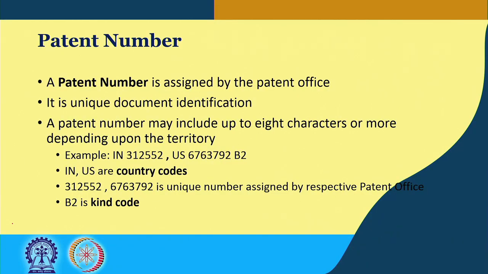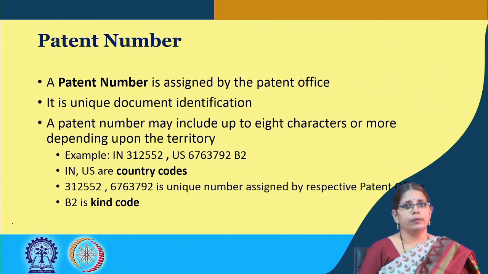Other types of letters that we find in a patent number are what we call the kind codes, and kind codes come by way of international classification. Different kind codes represent the different status of a particular patent application. As we move on, we will understand more about these different codes as well.